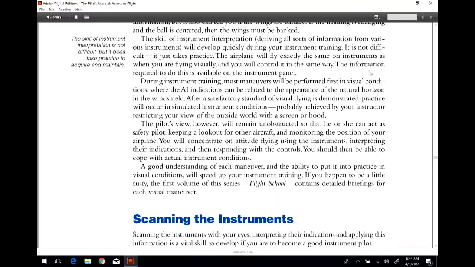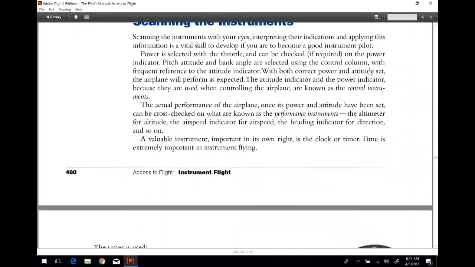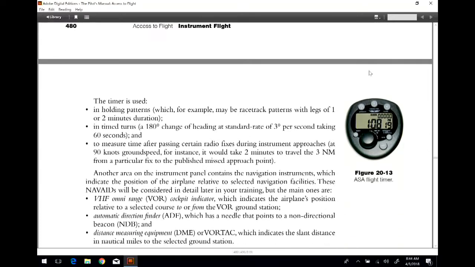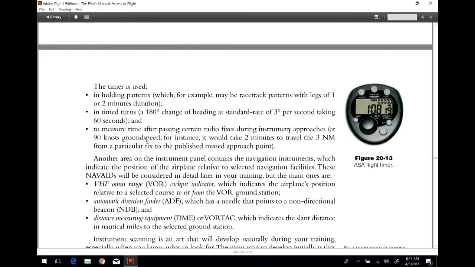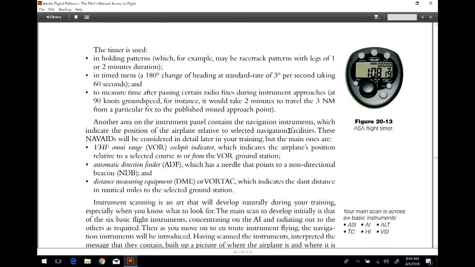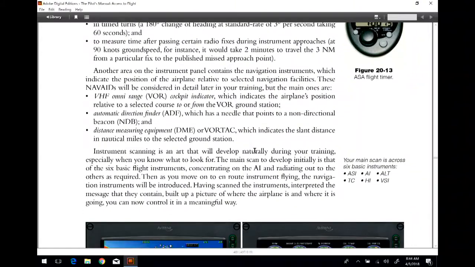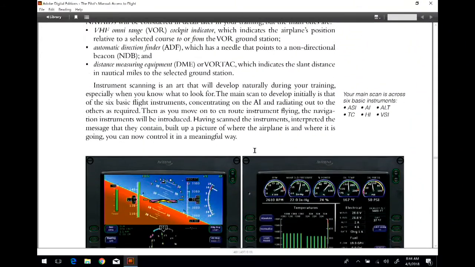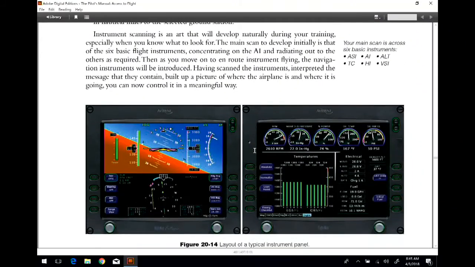You can read that. Well, you should have already read that. Scanning the instruments. We talk about the scan of the instruments. Here's kind of how it looks. Holding patterns. This is what we talked about here before. Standard rate turns, how a standard rate turn works. All of this we've covered. Attitude indicator telling you how it all works in your engine pages.